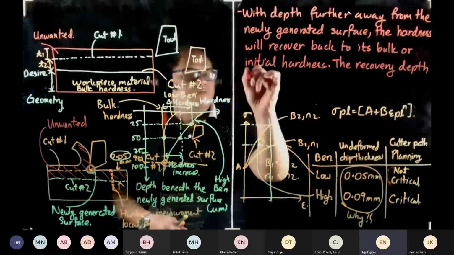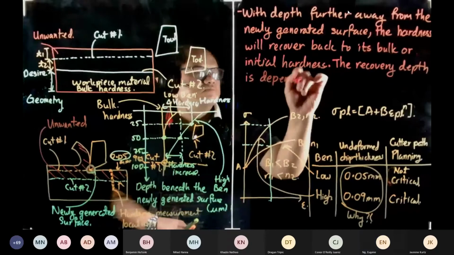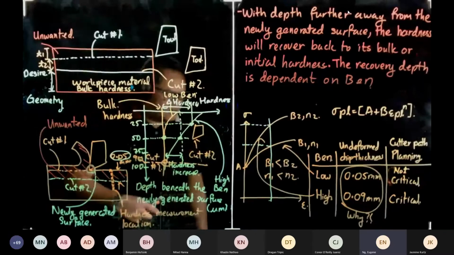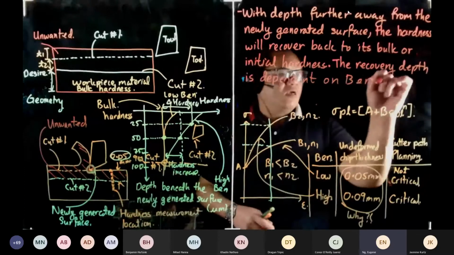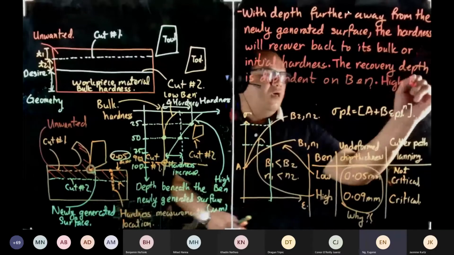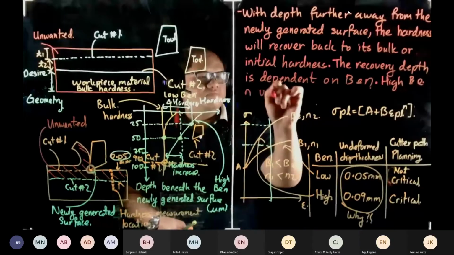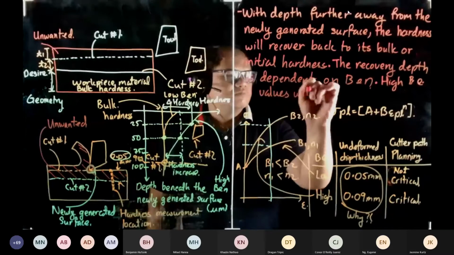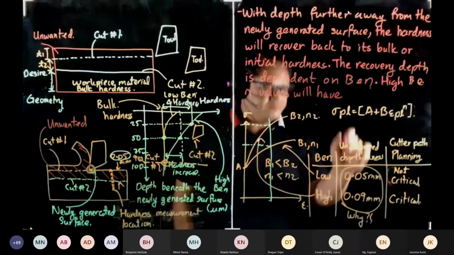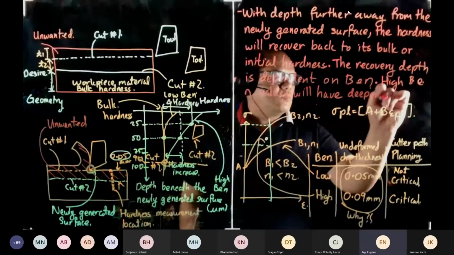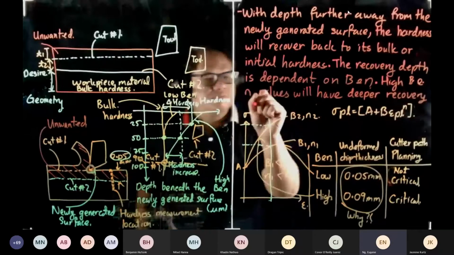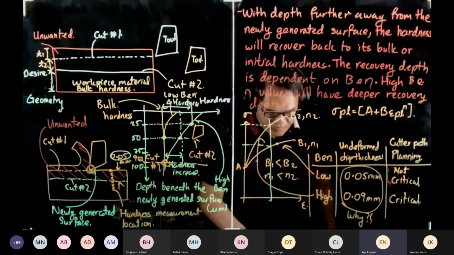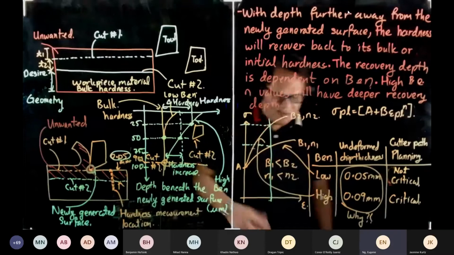Okay, so the recovery depth is dependent on B and N, right? The recovery depth is dependent on B and N. You can see this graph down here. Okay, so i.e. high B and N values. If you have high B and N values, we'll have deeper recovery depth. So when that's the case, you have to adjust your process parameter accordingly.